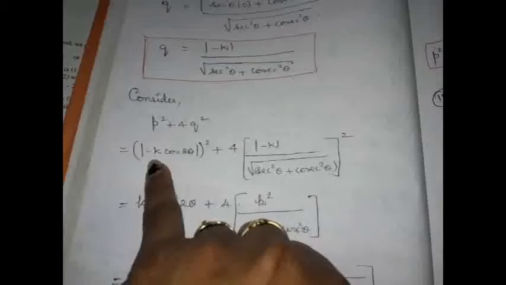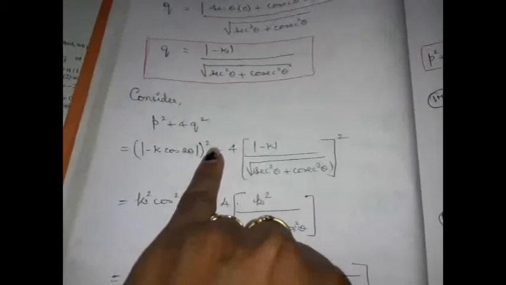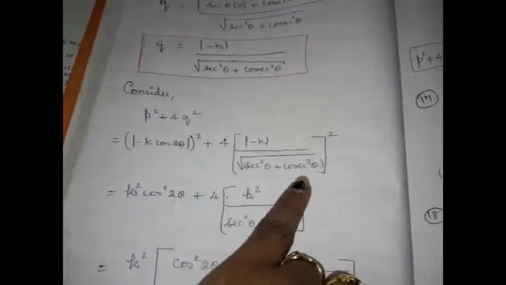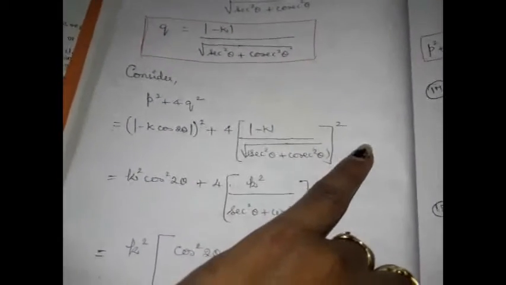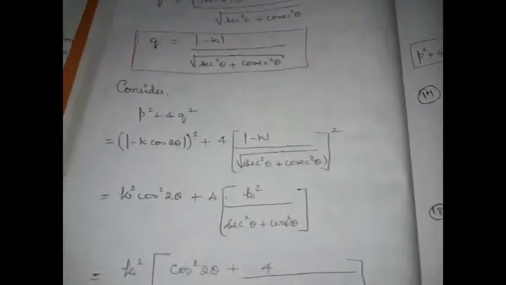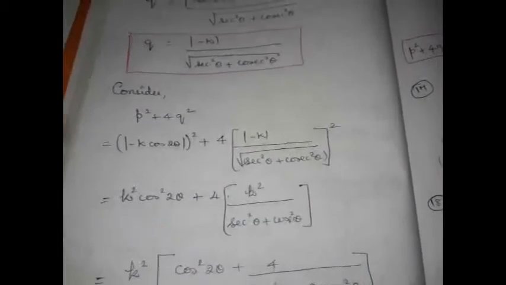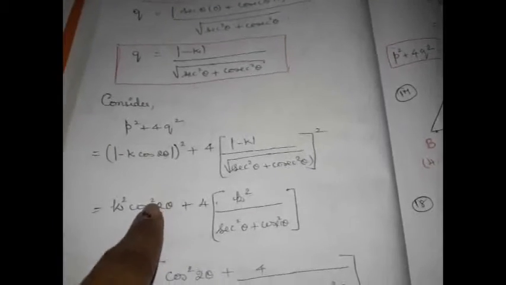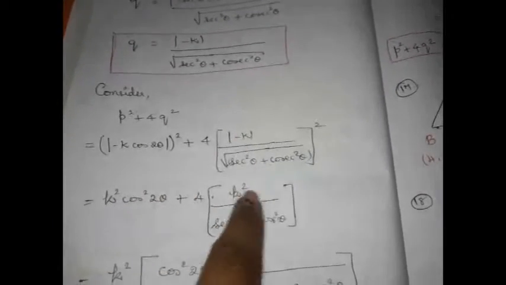P square is modulus of minus k cos 2 theta the whole square plus 4 into Q is modulus of minus k divided by square root of secant square theta plus cosec square theta the whole square. Right? Now what will happen? Now we need to expand it, the whole square. So minus, if we square it, it will become plus. So k square cos square 2 theta plus 4 into k square divided by, the square root will get cancelled.